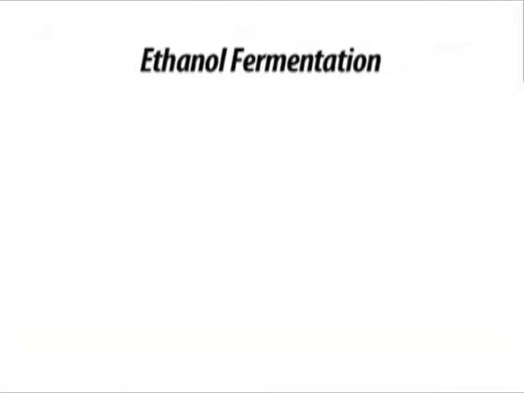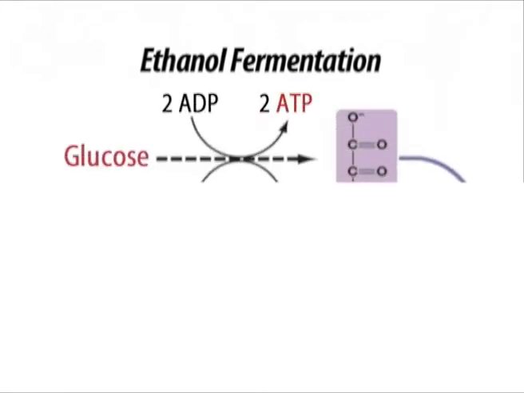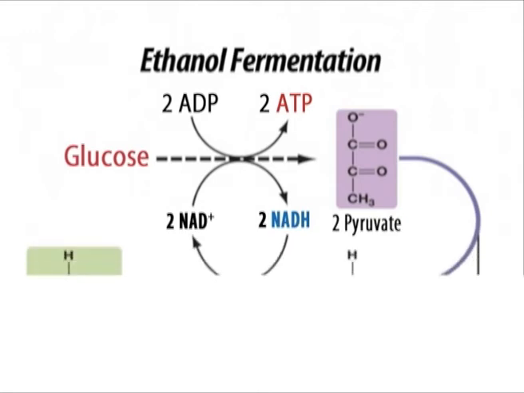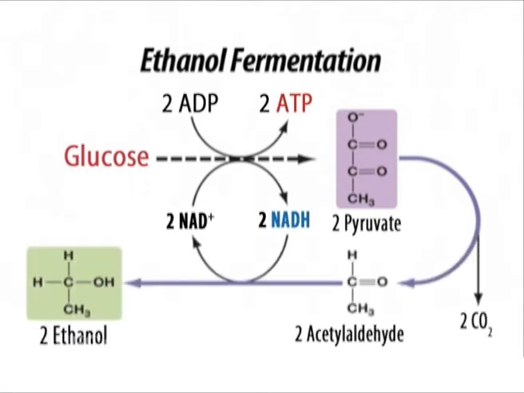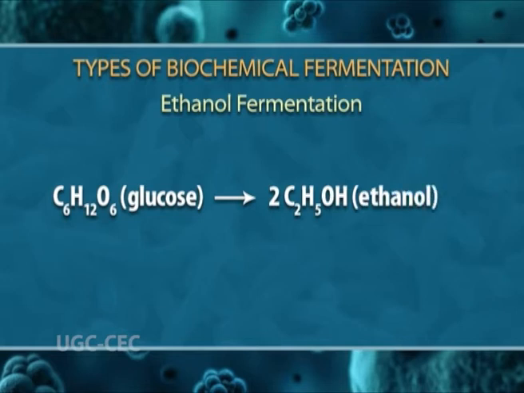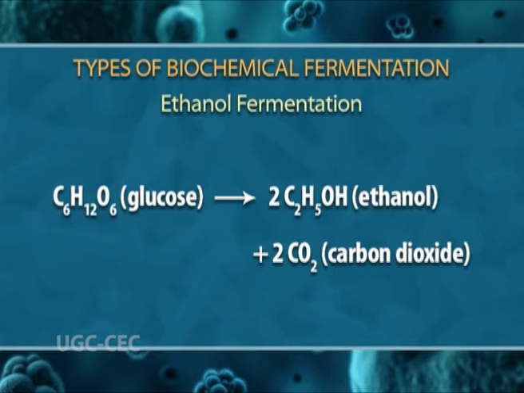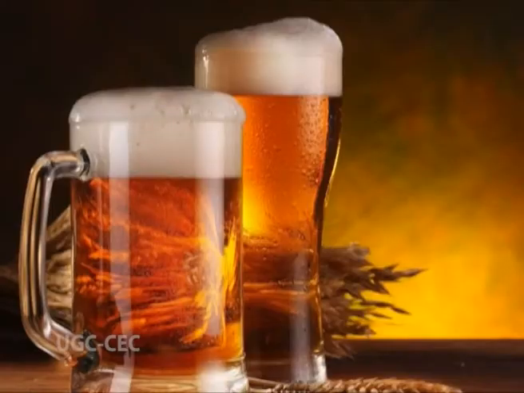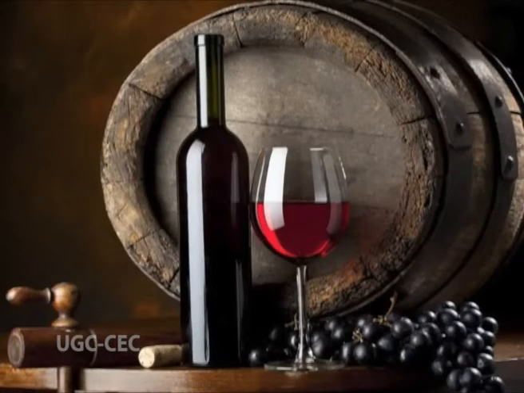Yeast and certain bacteria perform ethanol fermentation, where pyruvate from glucose metabolism is broken into ethanol and carbon dioxide. The net chemical equation for the production of ethanol from glucose is C6H12O6 (glucose) gives 2 C2H5OH (ethanol) plus 2 CO2 (carbon dioxide). Ethanol fermentation is used in the production of beer, wine and bread.